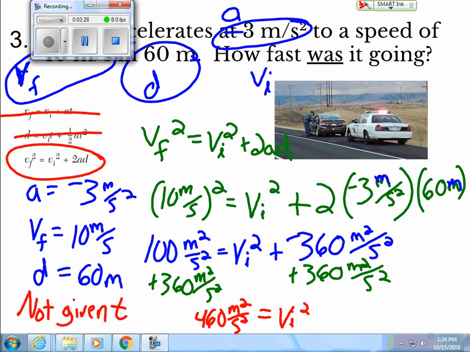Notice I do not have the correct units, but if I square root both sides, I will now have my singles of meters per second. And if I do the calculations correctly, I get approximately V initial is equal to 21.4 meters per second. There you go.